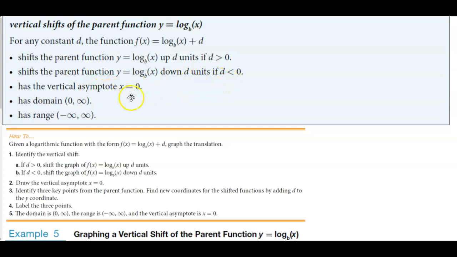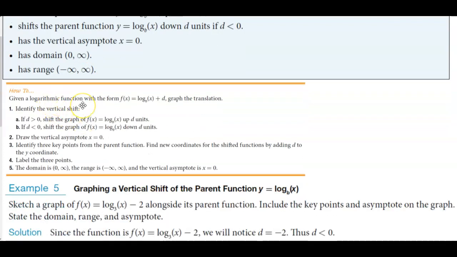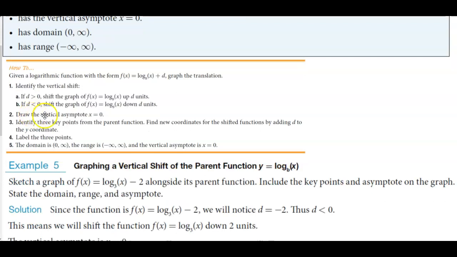It has a vertical asymptote where x is equal to 0. It has a domain of 0 to infinity, and a range from negative infinity to positive infinity. So given a logarithmic function, how do we graph the translation? Again, we're going to identify the vertical shift, which is what d represents. We're going to draw the vertical asymptote at x equals 0.